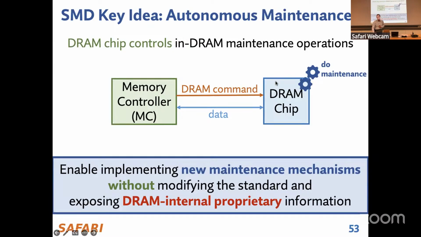We can enable DRAM to have some breathing room so that it can do some maintenance operations like RowHammer mitigation, updating those counters so that memory has enough time to update those counters and make a decision. Should I actually refresh the adjacent rows so that I prevent RowHammer, right? And to enable this, we propose a very simple modification. We don't want to modify the standard much. We don't want to expose internal proprietary information, but we want to give the freedom to the DRAM chip so that the DRAM chip can say no to the memory controller.